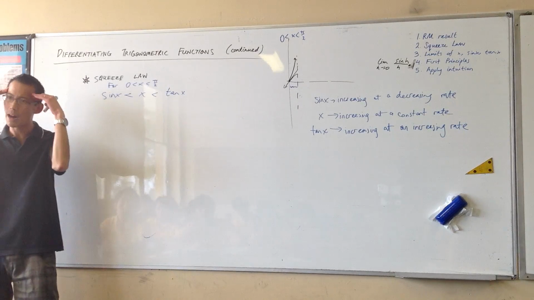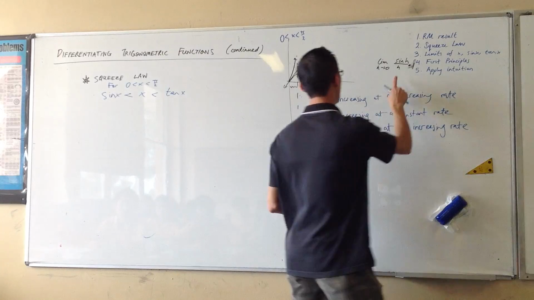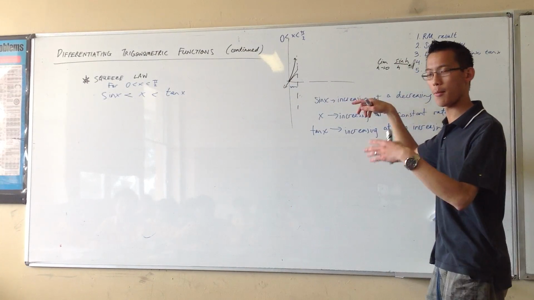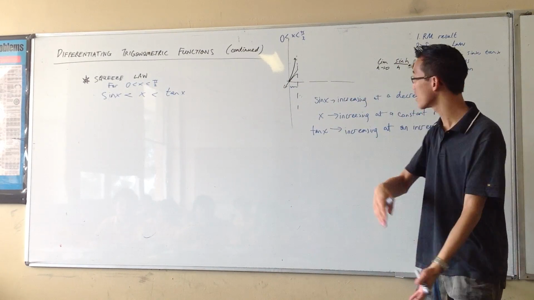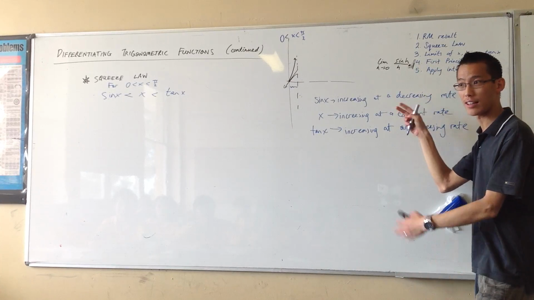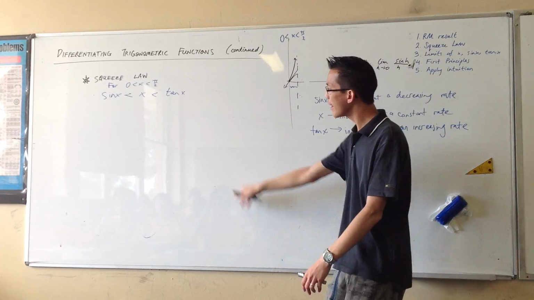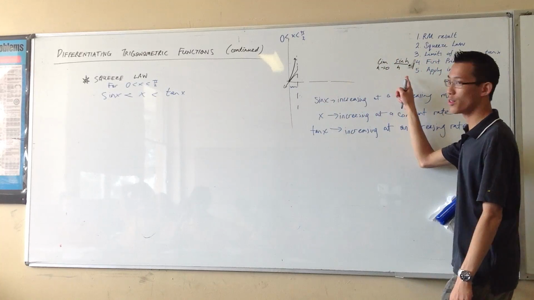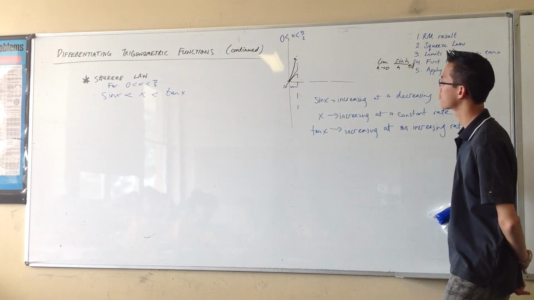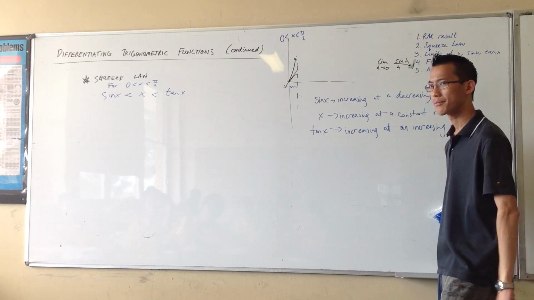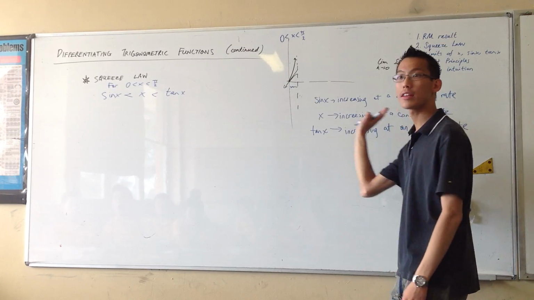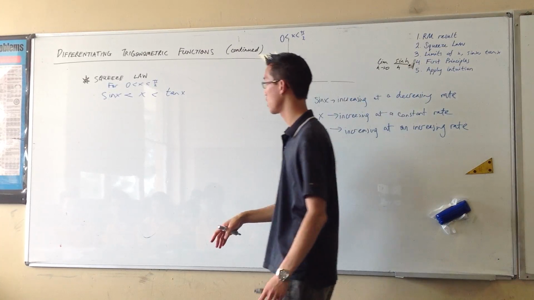Now, keep in mind where I'm trying to head towards. This is the result I'm trying to establish, because I need it for the first principles thing. I can't simplify any further without it. So how would I get from this to this? Well, to start with, I'm going to divide everything through by sine x.